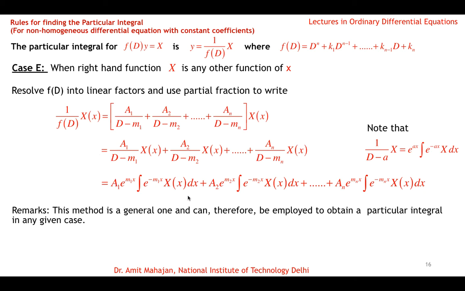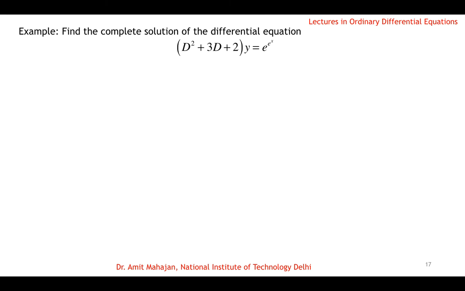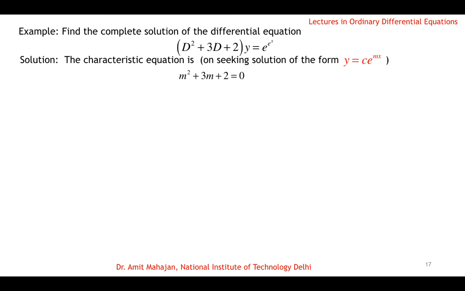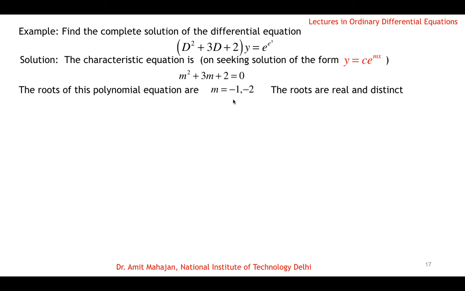Say for example, find the complete solution of the differential equation where it's a second order differential equation which is non-homogeneous because the right hand side is there. So first we have to find the complementary function. For that, the characteristic equation which is m square plus 3m plus 2 equal to 0 will have two roots. So we have roots m equal to minus 1, minus 2, real and distinct, so we can write the complementary function c1 e power minus x plus c2 e power minus 2x. So easy to write this.